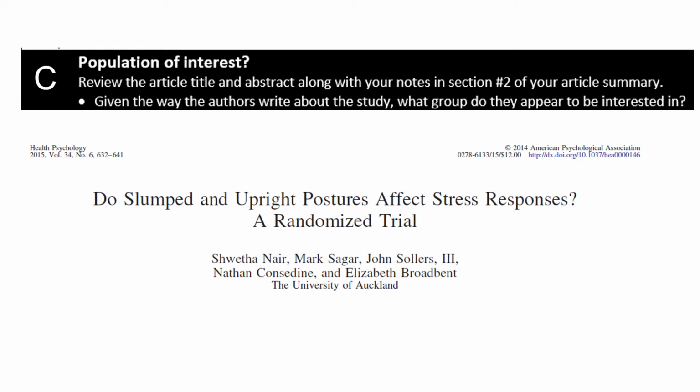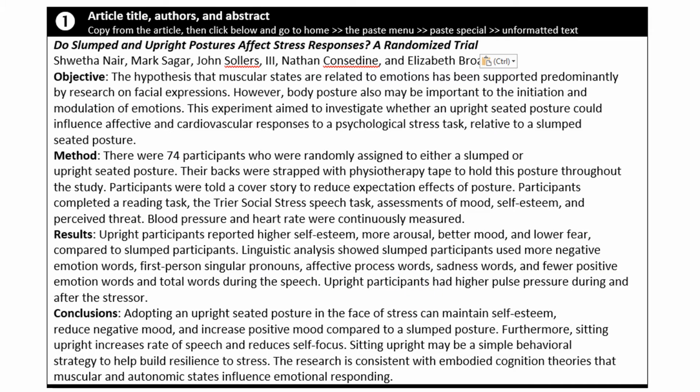That means we'll look at the title and abstract we copied to the summary worksheet, and at section 2 of that worksheet. When we're looking at the title and abstract, we're looking to see if the authors mention any particular group of people. The title of the article about slumped and upright postures is, "Do Slumped and Upright Postures Affect the Stress Response? A Randomized Trial." That doesn't identify a specific group, just the variables and the type of study conducted.